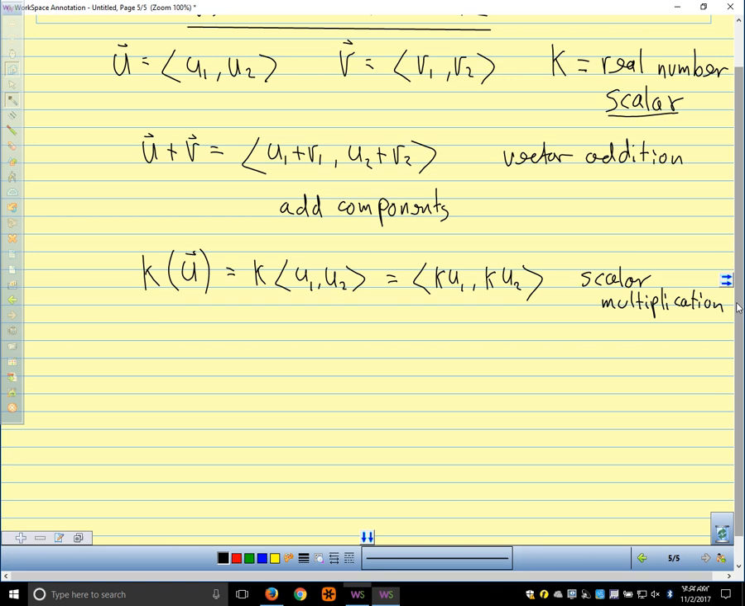We'll talk about vector multiplication on Friday. We can do vector multiplication in two ways. We'll talk about one way on Monday. The other way has to wait until we talk about vectors in 3 dimensions.